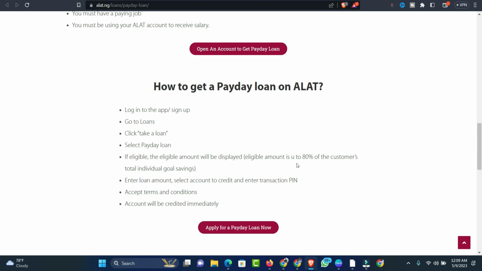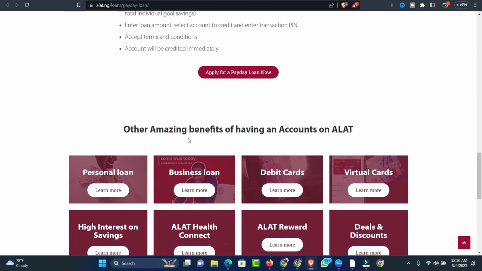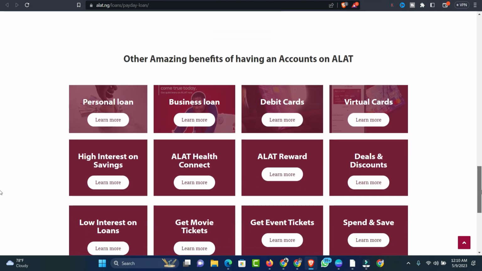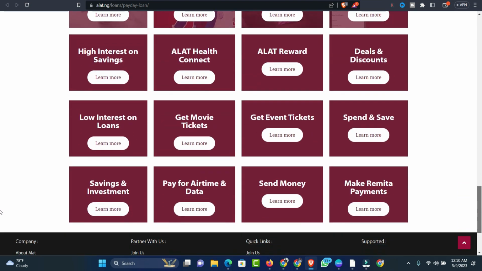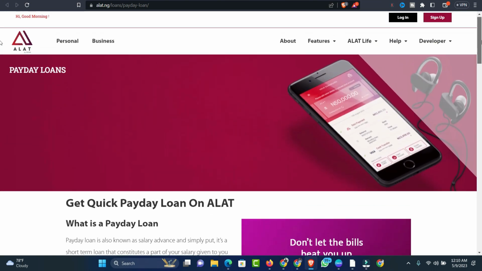Eligible amount is up to 80% of the customer's total individual goal savings. So enter the loan amount, select the account to credit, and enter your transaction PIN. Accept the terms and conditions, and the credit will be disbursed to your bank account without any stress. You can also read through all the other sections here which are most likely to interest you. So this is just for ALAT by Wema for getting a payday loan.